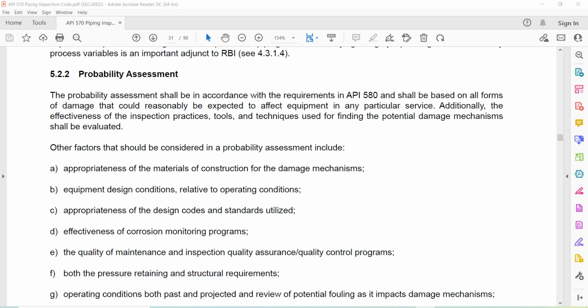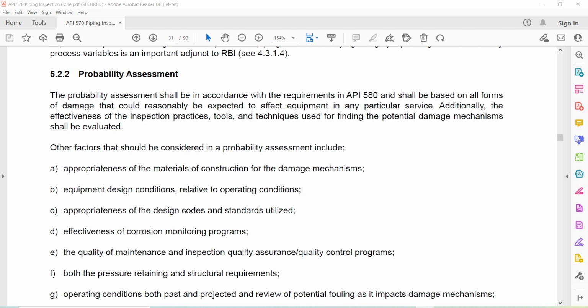Probability assessment. The probability assessment shall be in accordance with the requirements of API 580 and shall be based on all forms of damage that could reasonably be expected to affect equipment in any particular service. Additionally, the effectiveness of the inspection practices, tools, and techniques used for finding the potential damage mechanisms shall be evaluated.